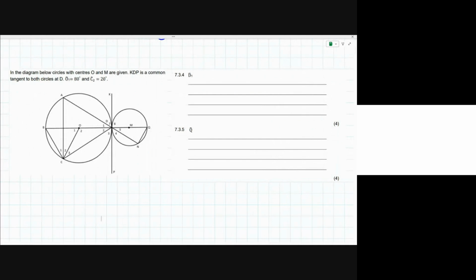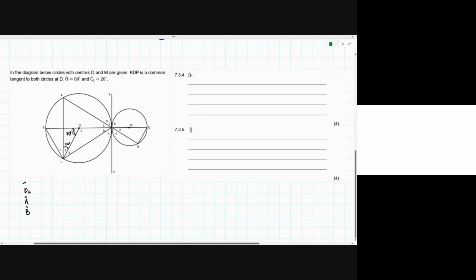Oh, okay. So 7.3.1 was angle D2, and then 7.3.2 was angle A, and then 7.3.3 was angle B. Those were all 3 marks out of 2 marks. Okay, that's fine. So we were given that C2 is 20, and we were given that O1 is 80. And then you had to find these other ones. So I'm hopefully going to do those quickly.